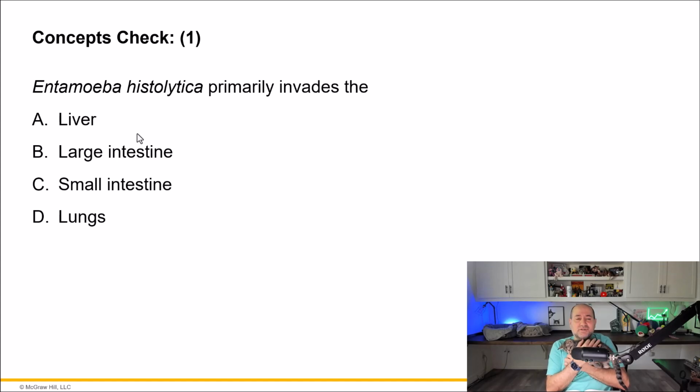Entamoeba histolytica primarily invades what? Remember, it was the small intestine. Though it could go extra-intestinal. Remember, it could leave the intestine as well. But it's known for invading the mucosa of that small intestine.